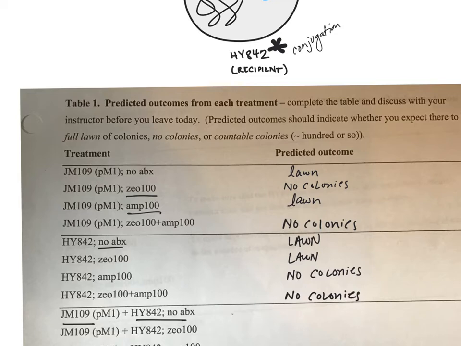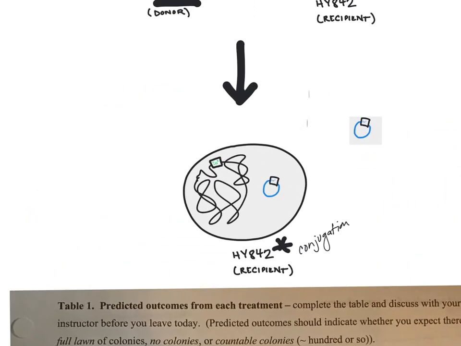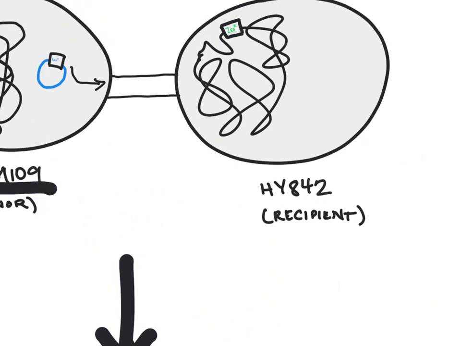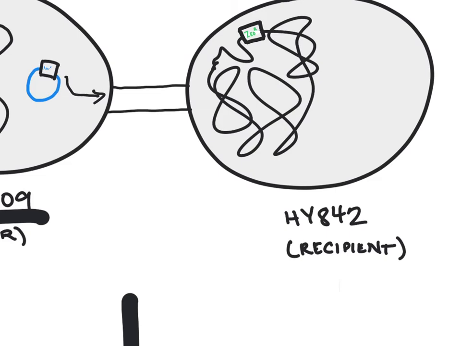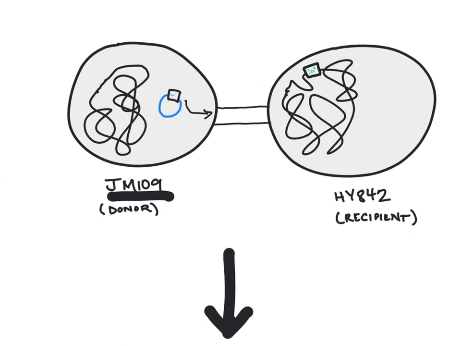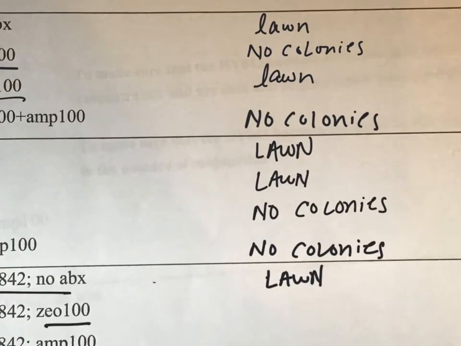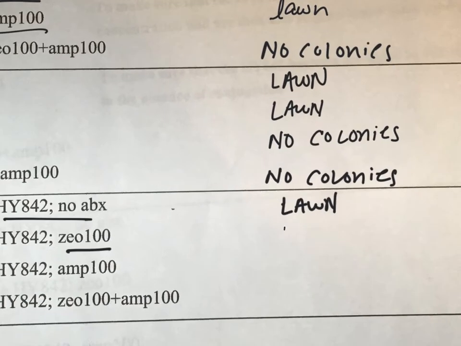So when we have no antibiotics, we should absolutely see a lawn. Nothing is dying. Now, what's going to happen when you treat with zeaxanthin? Well, when you treat with zeaxanthin, if we have the conjugates, they're resistant to zeaxanthin, so they should survive. The initial parental HY842 should survive. However, the JM109s should all die. But the way that's going to look on a plate is that it's still going to look like a lawn.